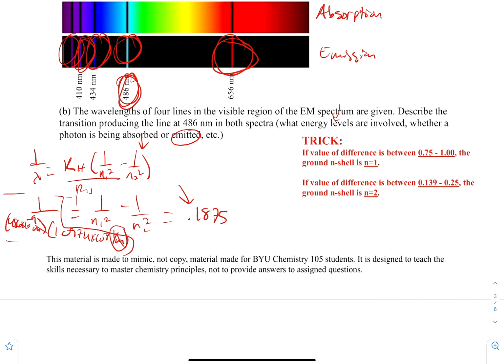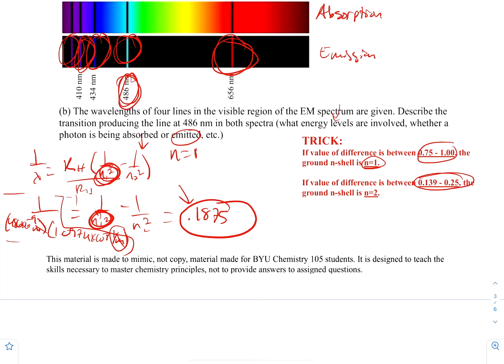Here's the trick. If this value, okay, falls between 0.75 and 1, the ground end shell is going to be n1, n equals 1, which means this n1 right here, this guy right here, that's going to be equal to n equals 1, okay? Or if the difference is between 0.139 and 0.25, the ground end shell is going to be n equals 2, okay? That means the n1 right here is going to be equal to n equals 2. Now, that's going to save you a ton of time, and I'll show you why.